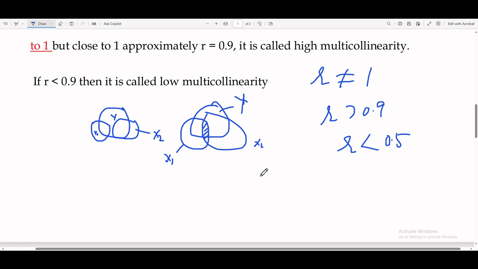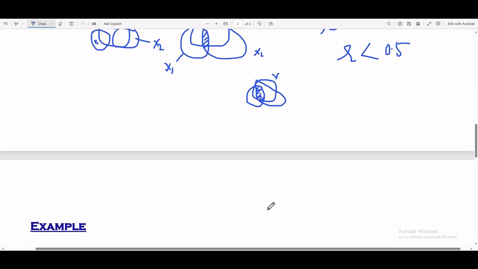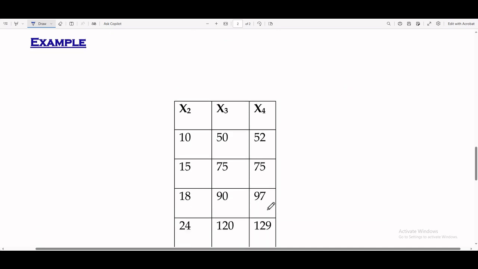So I write here the example of high multicollinearity. Suppose this is y, x1, x2. So this is a large overlapping portion. This is the example of high multicollinearity. Here we discuss a daily life example. Suppose that these are three independent variables. First we check the effect of these two, x2 and x3.